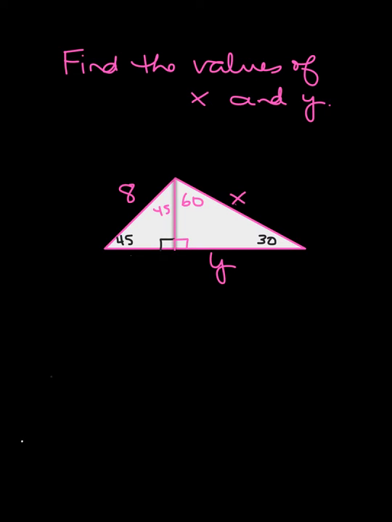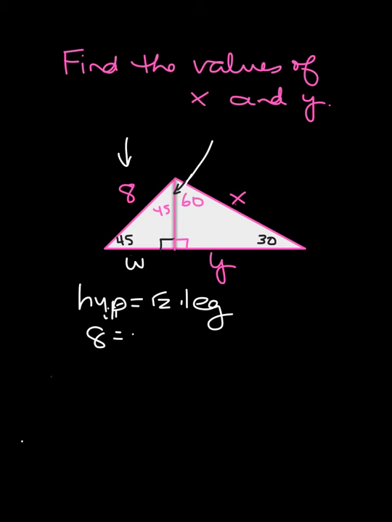Now the only measurement I have is this 8 on this triangle on the left-hand side, so I need to work with that first. Although I can't do anything directly to get to x and y, I definitely need to find this piece right here, this side right there. So let's start with that. That's a leg. I'm going to make that the letter W just to help me. So I know that my hypotenuse in a 45, 45, 90 is equal to root 2 times the leg. So the hypotenuse is 8, root 2 times my leg, which I just made the letter W because that's my unknown.